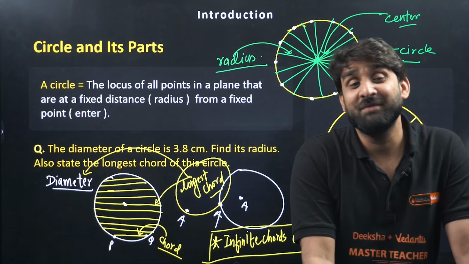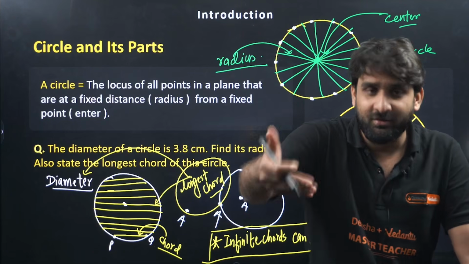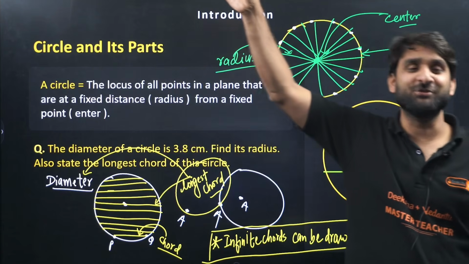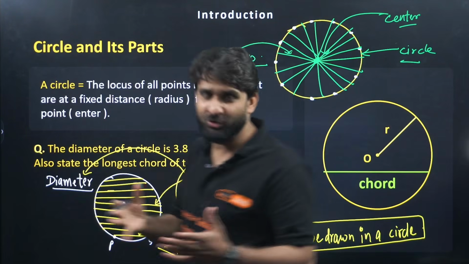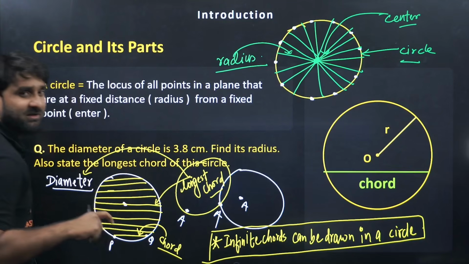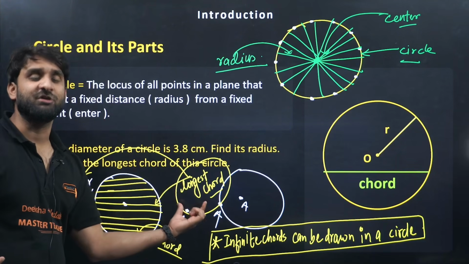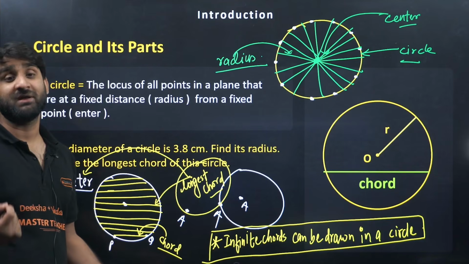So the definition of diameter is clear. The longest chord of the circle is called the diameter, or the line passing through the center of the circle is called the diameter. But the line should not be outside; it should be inside the circle. So the perfect definition is: the longest chord of the circle is called the diameter.